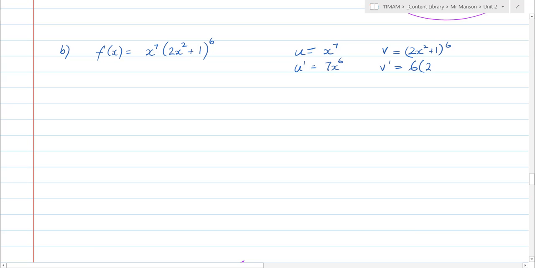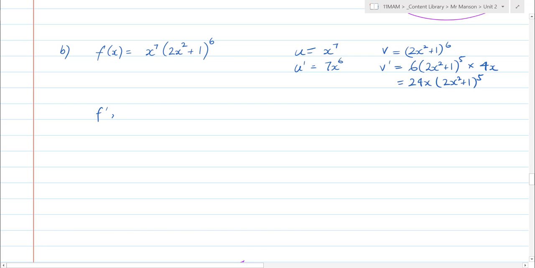6 times (2x squared plus 1) to the power 5 times the derivative of the inside function. Hopefully you all agree that the inside function's derivative is 4x, which gives us 24x (2x squared plus 1) to the power of 5. Questions on that? That's a shortcut observation. I'm pretty confident I didn't make a mistake. So if you're not making mistakes, that's good.